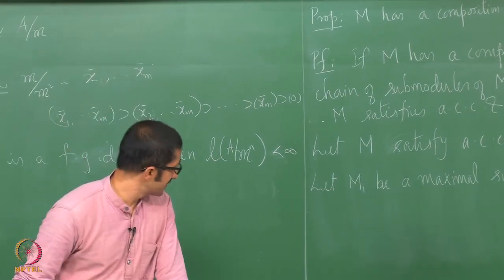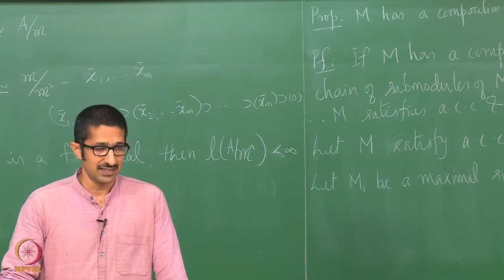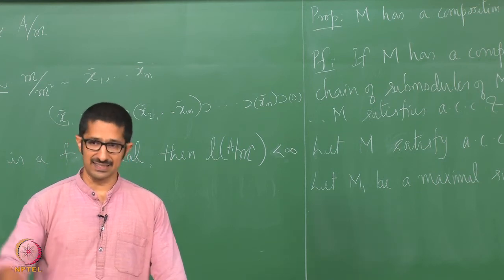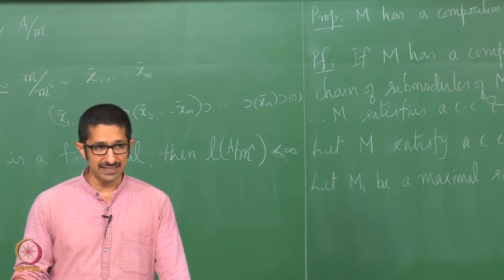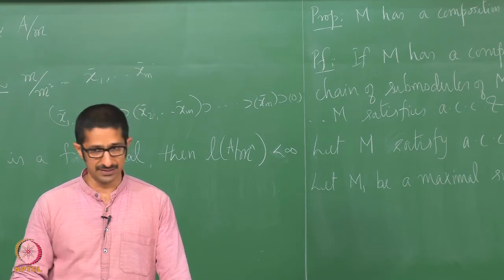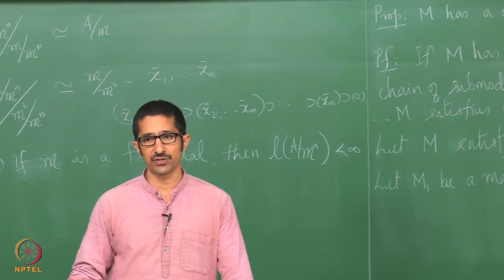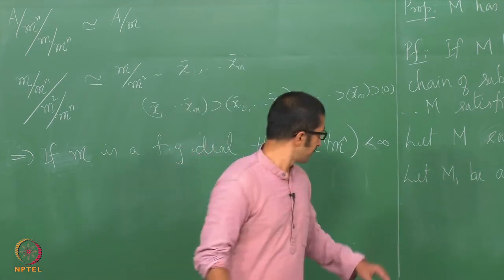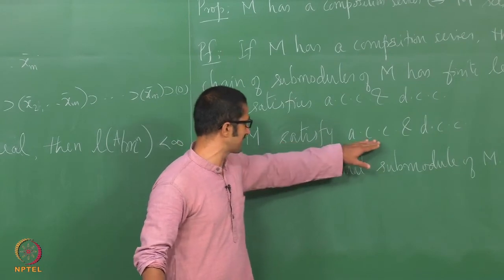I can say this because M satisfies ascending chain condition. What is meant by ascending chain condition? It is any increasing chain terminates, equivalently any collection of submodules of M has a maximal element, and equivalently every submodule is finitely generated. These are three equivalent conditions. Now, I know that M satisfies ascending chain condition.